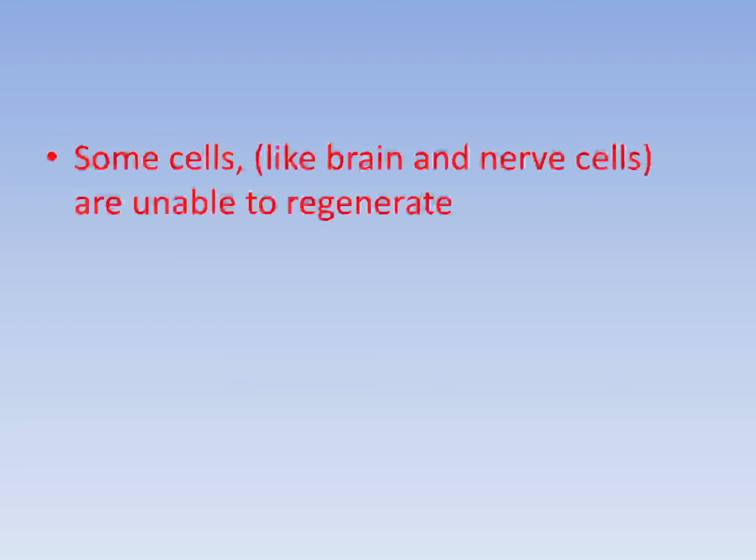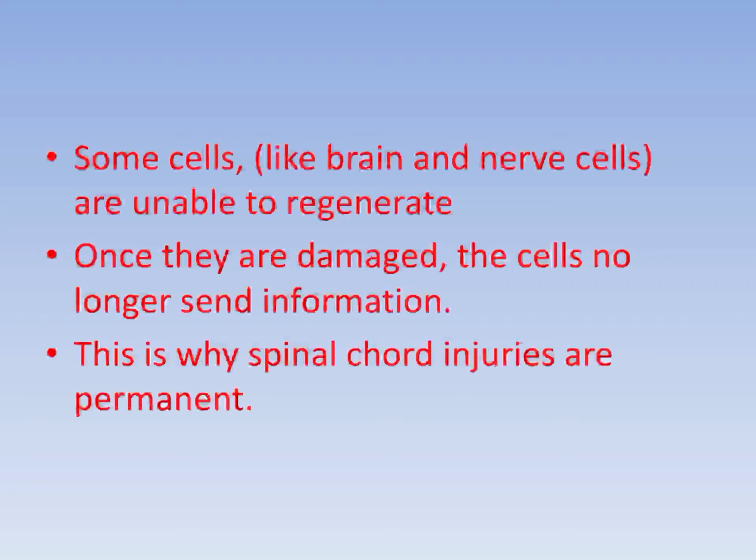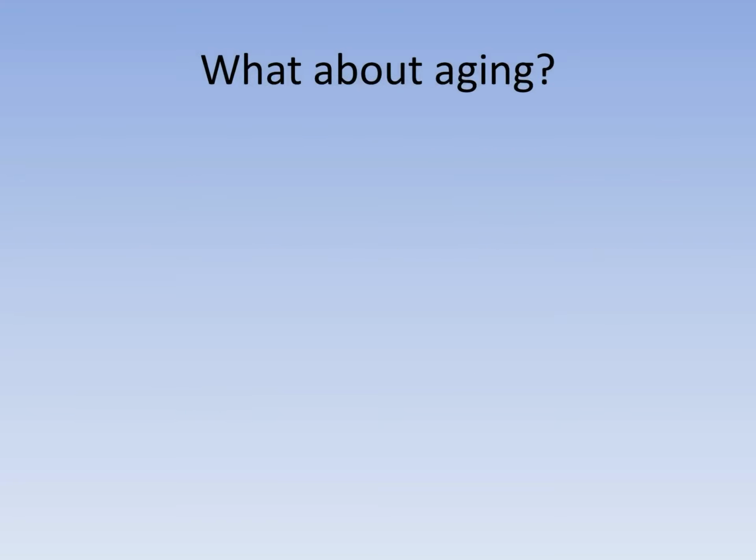So some cells, and you can write these down, this is in red, some cells like brain and nerve cells, these are unable to regenerate. And we talked about that the other day. Once they are damaged, the cells no longer send information, so they don't work anymore. So this would be why spinal cord injuries are permanent. People who are paralyzed or have quadriplegia or paraplegia typically don't ever regain that. Those cells do not regenerate.